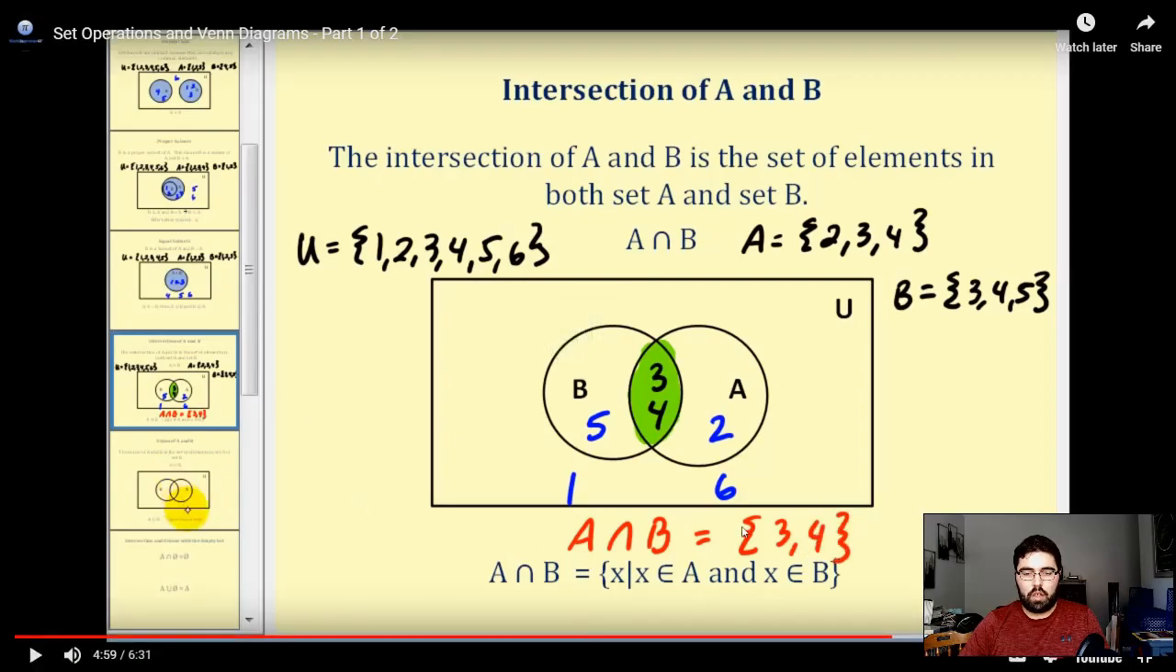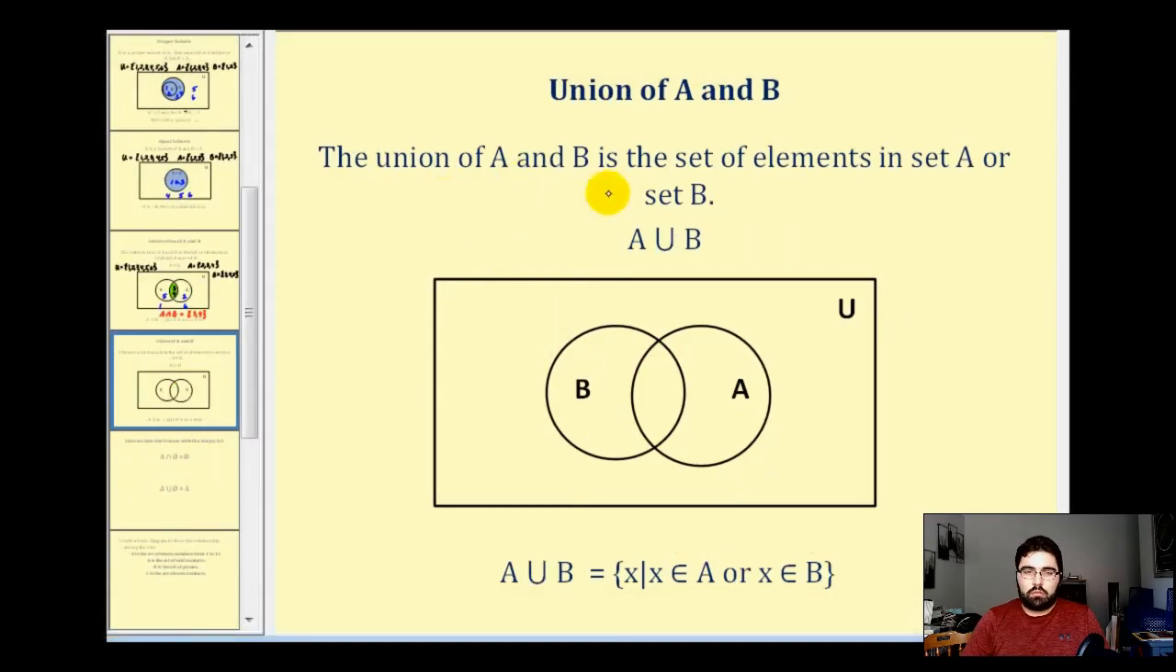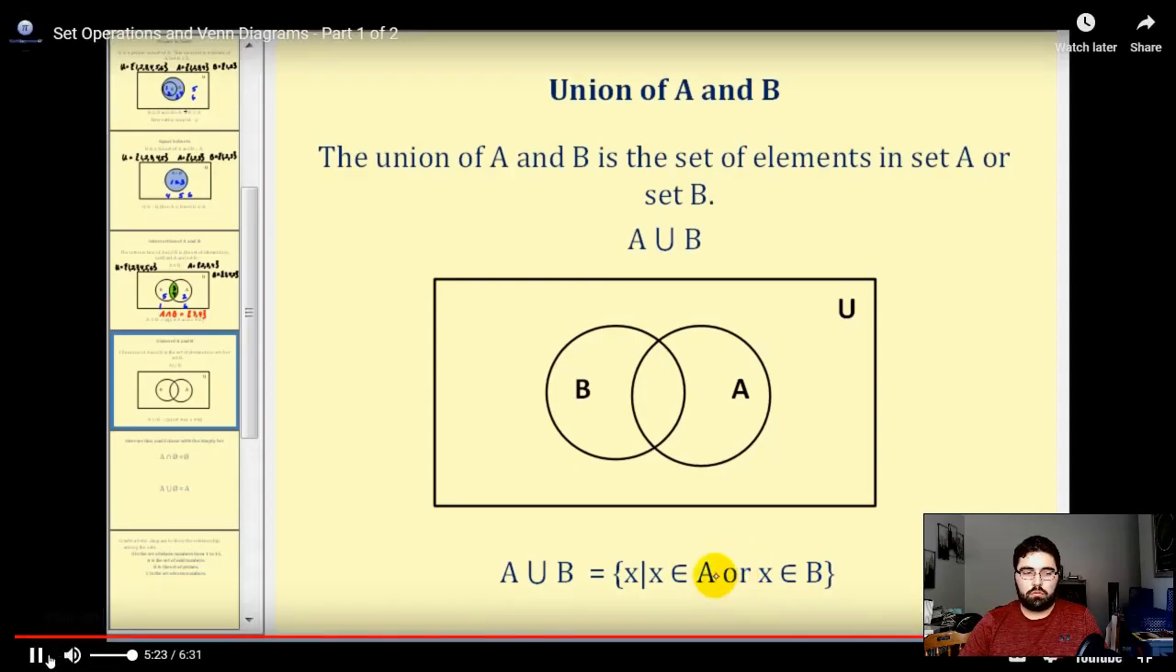And now let's talk about the union of sets. The union of A and B is the set of all elements in set A or set B. So A union B is equal to all the elements X such that X is contained within A or X is contained within B. So the big difference between intersection and union is that intersection we have an and, union we have an or.